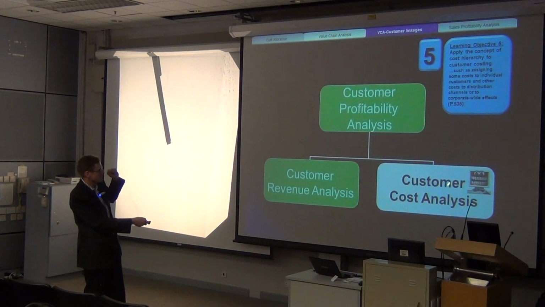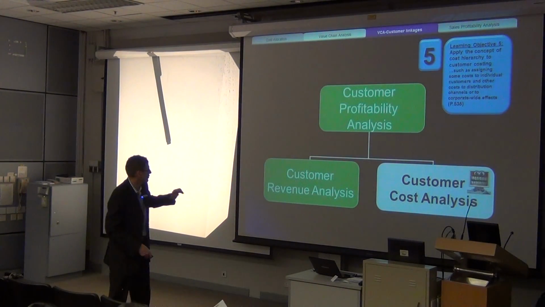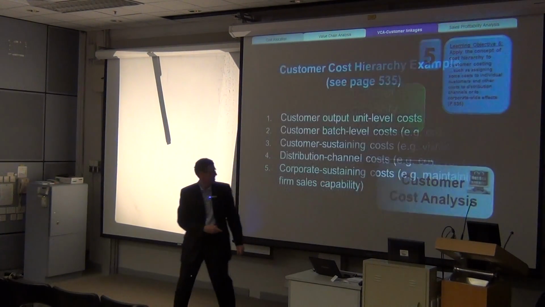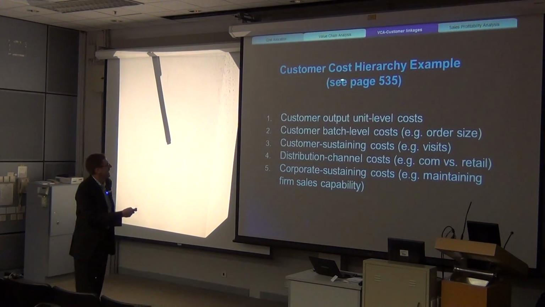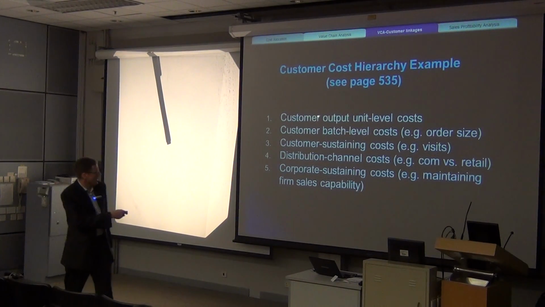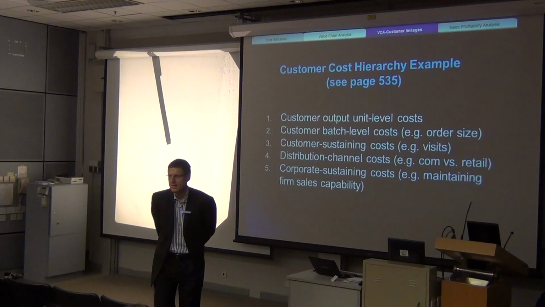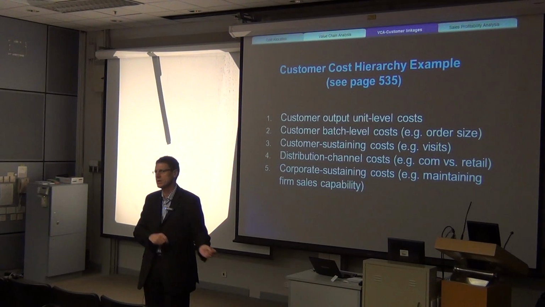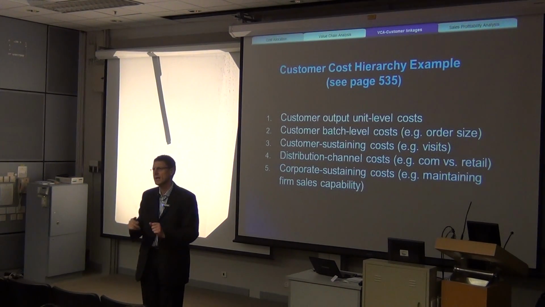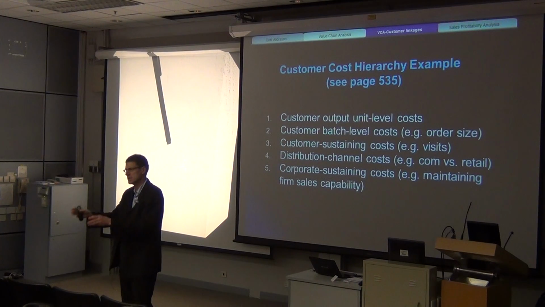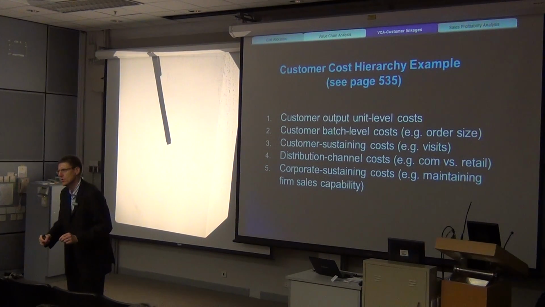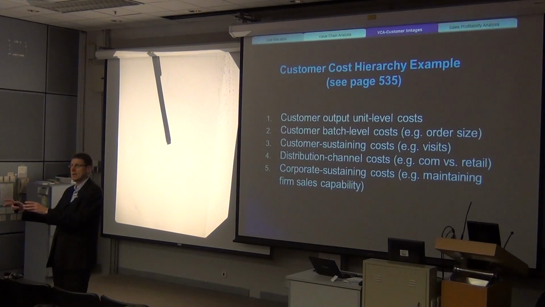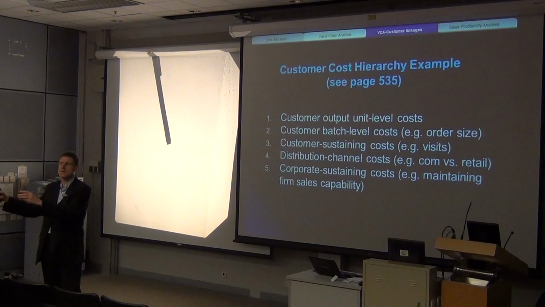We have customer cost analysis. Revenue on one side, we have cost on the other side. And we have a hierarchy. Have you seen this before? This is something like ABC, where some costs vary according to unit, some costs vary according to order, some costs vary according to customer, some costs vary according to facility. And a facility may be a country or it may be a district.